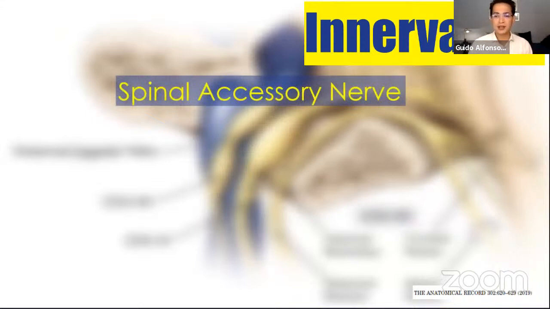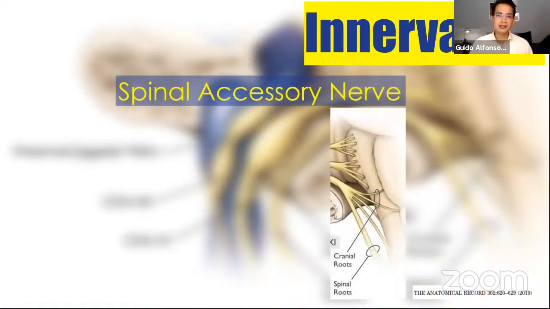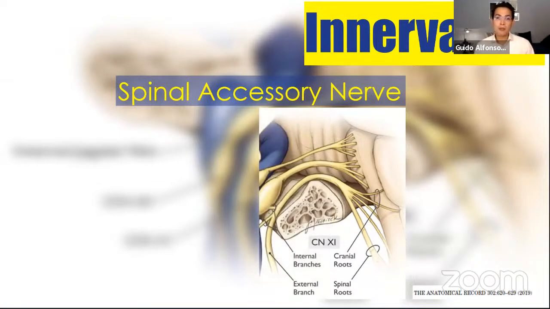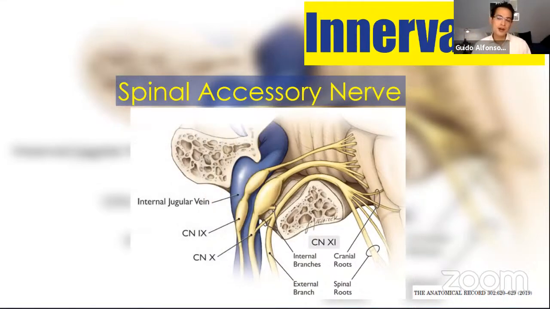The spinal accessory nerve. Remember, the spinal accessory nerve has two branches, the cranial root and spinal roots. The spinal roots come from the cervical nerves and the cranial roots come from the medulla oblongata. They go upward through the foramen magnum and then downward through the jugular foramen. And the branch that goes outside the cranium is the external branch.